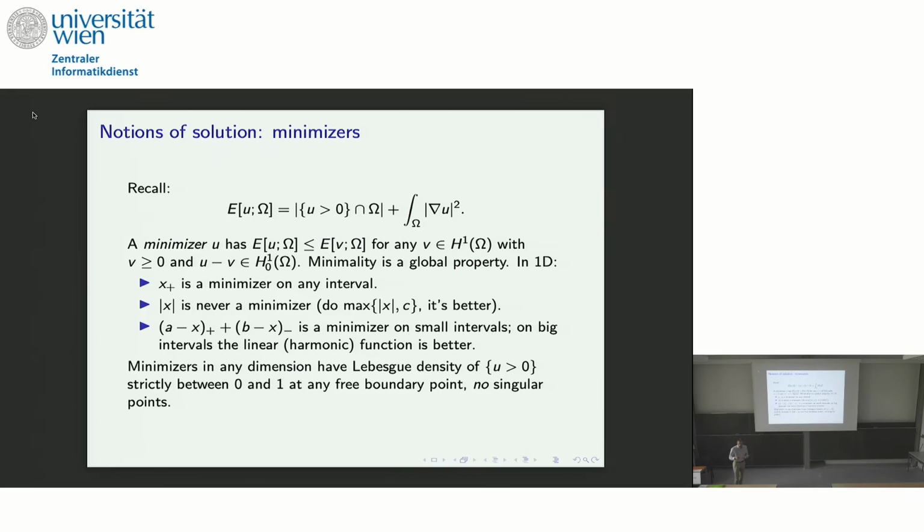But because of this, limits of minimizers are minimizers. And so minimizers are like a nice family that you can consider all at once. But I'm not happy with them for unrelated reasons. It's just too restrictive.